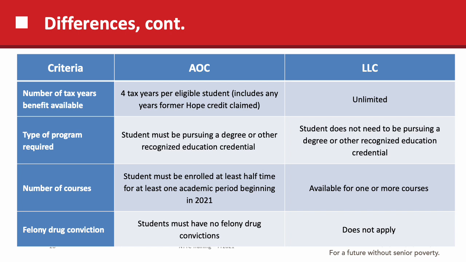Type of program: for the AOC, the student must be pursuing a degree or other recognized education credential. And for the LLC, the student doesn't need to be pursuing a degree or other recognized education credential. Number of courses: for the AOC, must be enrolled at least half-time. And for the LLC, available for one or more courses. And felony drug conviction. You can't have a drug conviction with the AOC. Even if you have a felony drug conviction, it doesn't affect qualifying for the LLC.